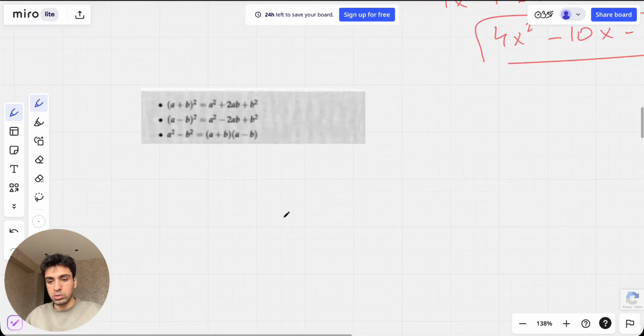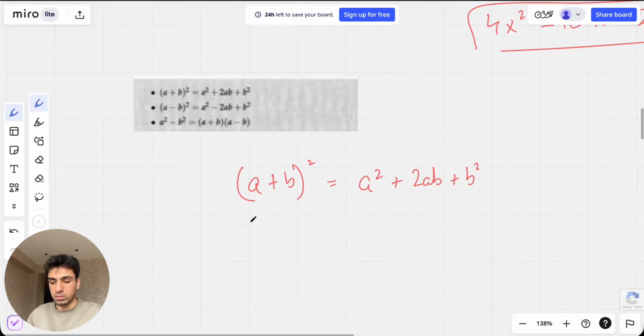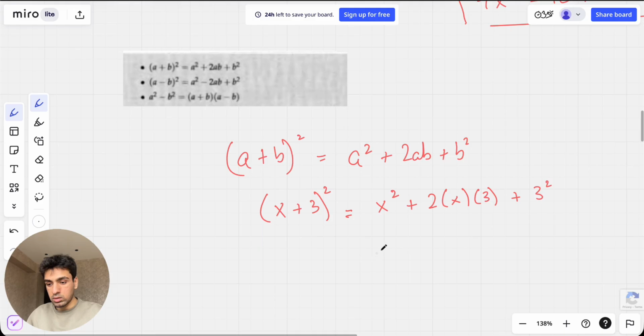Okay, we have some rules that you should know. So these are some identities. So a plus b squared is going to give you a squared plus 2ab plus b squared. So for example, if I have, let's say, x plus 3 squared, that's going to be x squared plus 2 times x times 3, so 2x3, plus 3 squared. So this becomes x squared plus 6x plus 9, right?